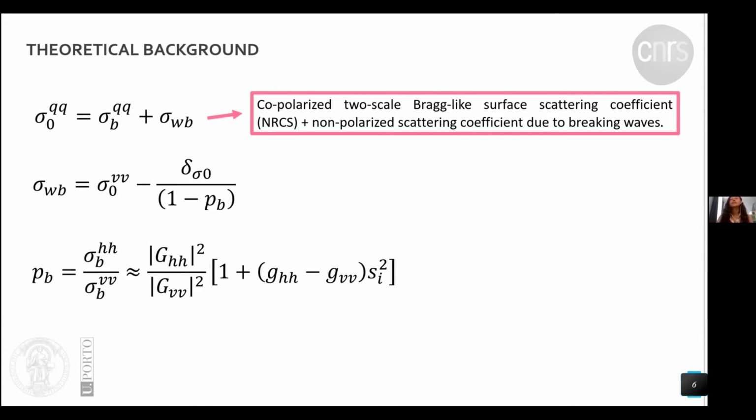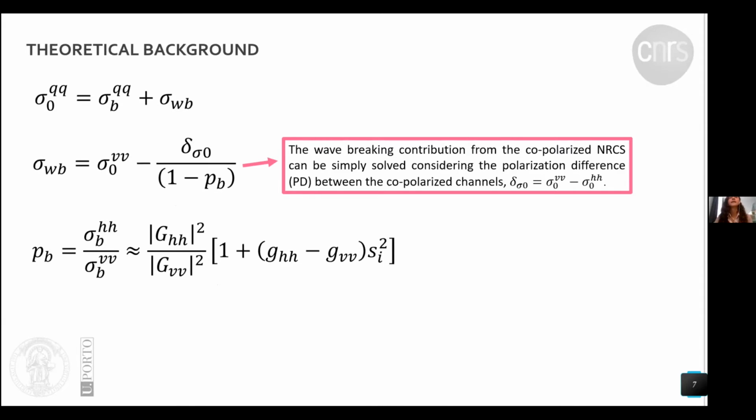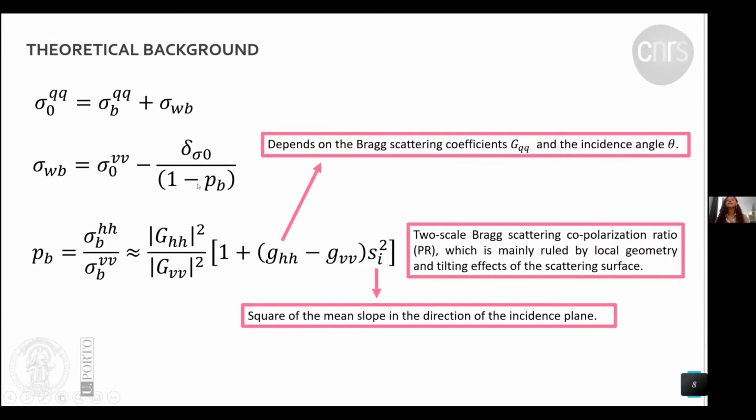In order to extract the contribution of the non-polarized scattering, we can use this equation here. This equation can be solved considering the polarization difference between the copolarized channels, that is, sigma VV minus sigma HH, and also considering this term here, the PB, where the PB is the two-scale Bragg scattering copolarization ratio, which is mainly ruled by the local geometry and tilting effects of the scattering surface.